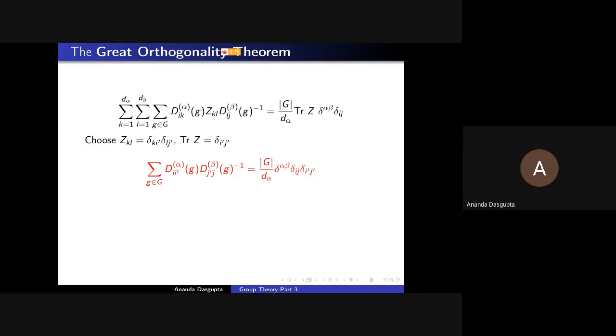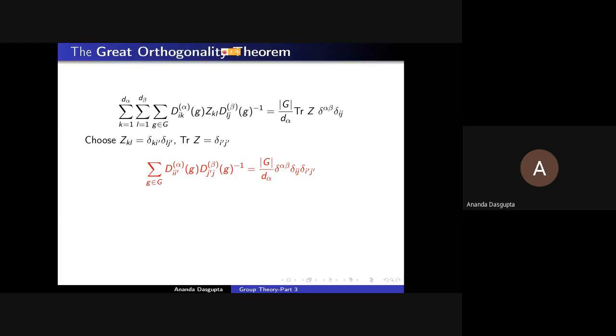Okay, so this was where we left off. This is the so-called great orthogonality theorem, at least in terms of components. And just to remind you what this is, for a given group, and this is for a finite group for the time being, as I said, the sum over a group can always be extended to an integral over group elements, provided you have some other restrictions like compactness, etc. For the time being, let's stick to finite groups.